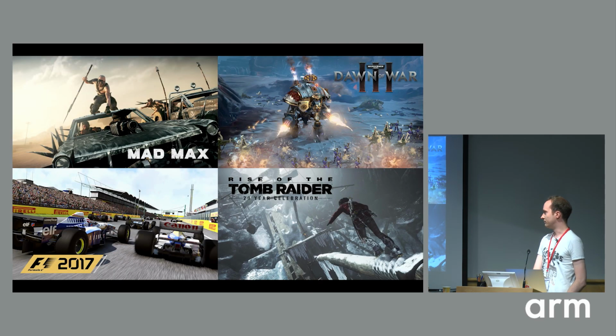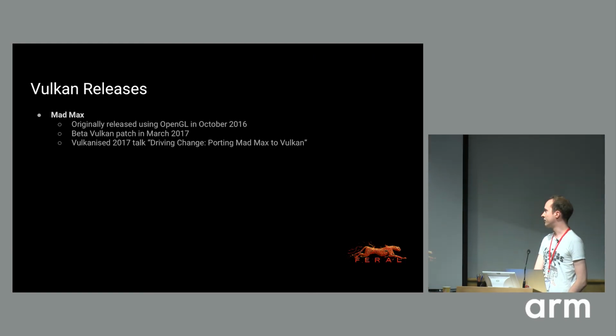So far we've done 4 releases with Vulkan support on Linux, you can see here. So the first of these was Mad Max. So we originally released Mad Max using OpenGL back in October 2016. And then in March last year, we released a beta update with Vulkan support. And if anybody was here last year, we did a talk then about the work we did on that beta release.